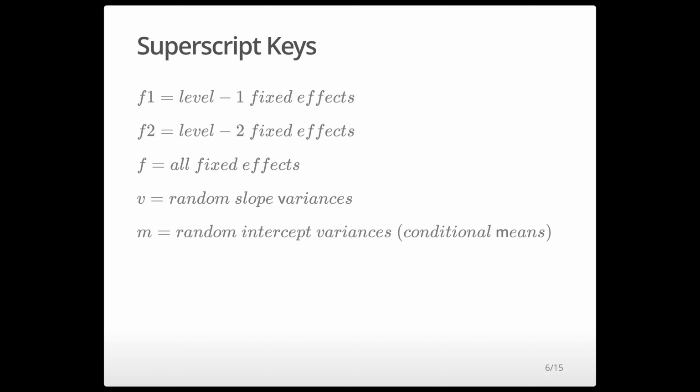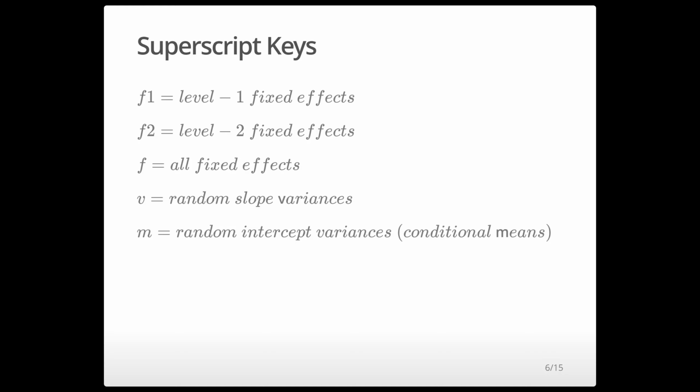So this is why we have so many different r-square values, and the next few slides just demonstrate the keys for what the superscripts and subscripts mean. So these are the superscripts. F1 refers to the level 1 fixed effects. So these are just your level 1 predictors, and they're just the fixed effects at level 1. F2 refers to the level 2 fixed effects. F equals all fixed effects, so F1 and F2.